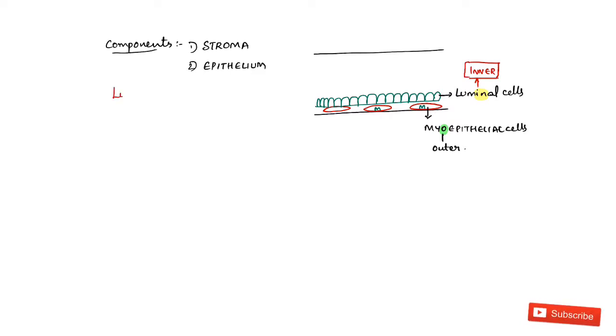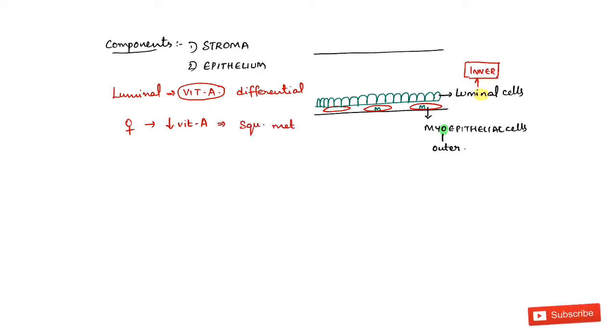And luminal cells need vitamin A for differentiation. So vitamin A is required for differentiation of the cells. For example, if a female has a deficiency of vitamin A, then there may be a squamous metaplasia, a change of epithelium. This may lead to cancerous conditions also.